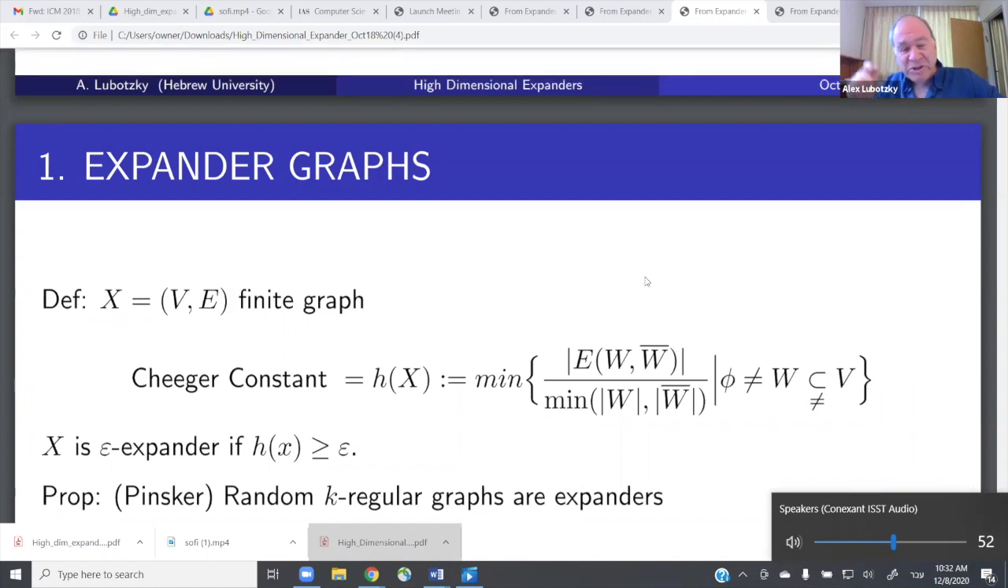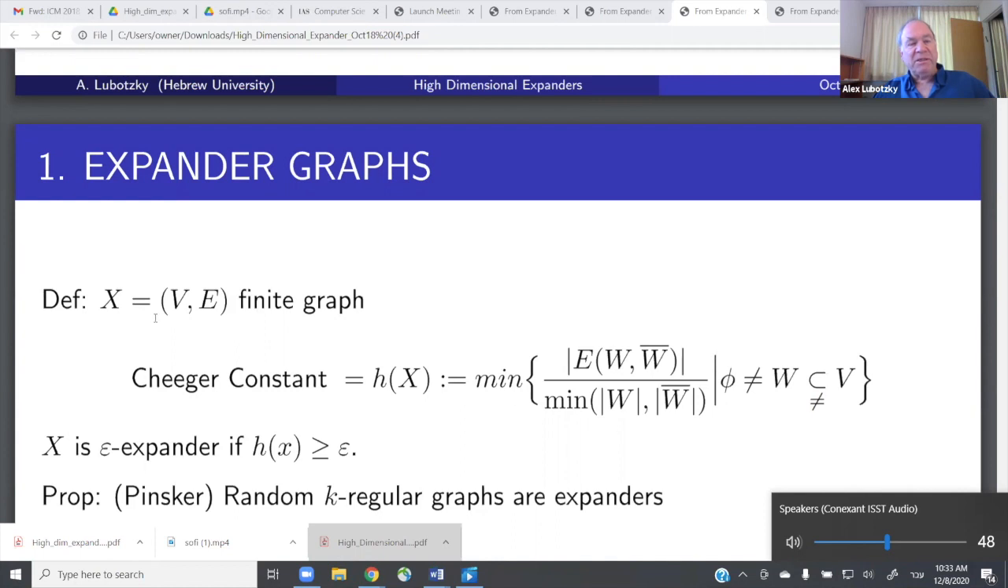I want to give more of a survey talk about some aspects, certainly not all aspects, of high-dimensional expanders and a little bit on Ramanujan complexes. But I want to start with expanders, even though I'm pretty sure that everyone knows this material, because I want to put high-dimensional expanders in this context. So, let's just recall the definition.